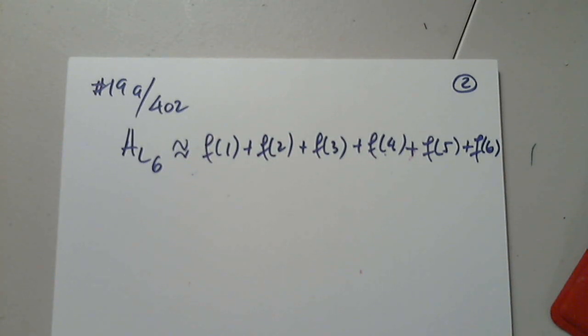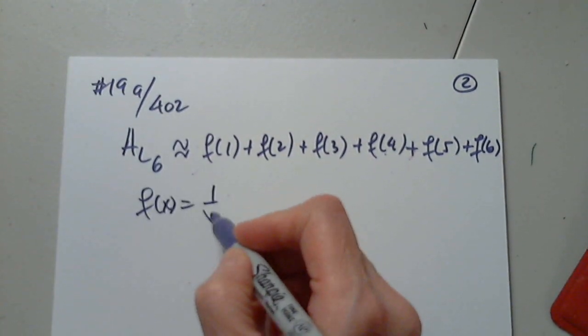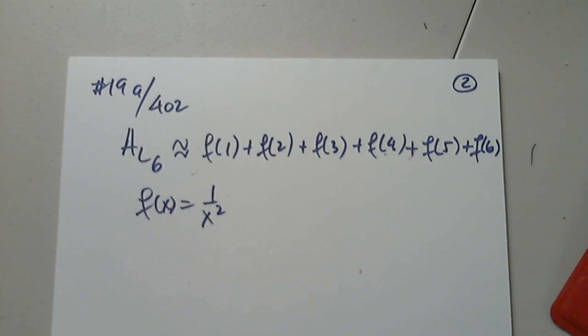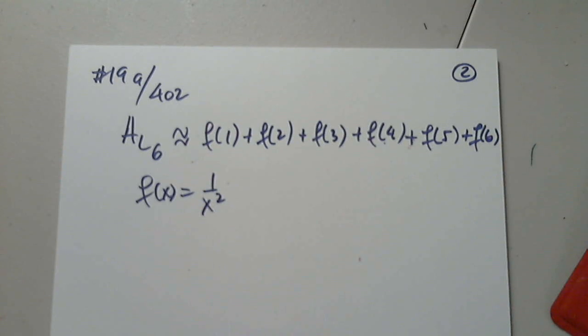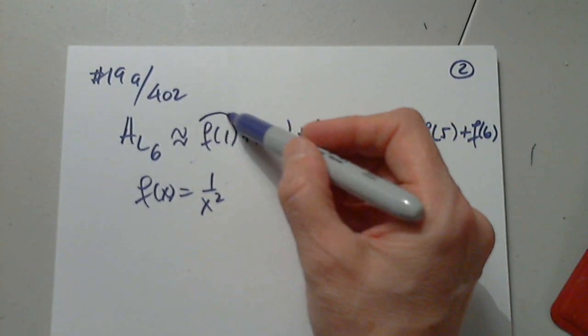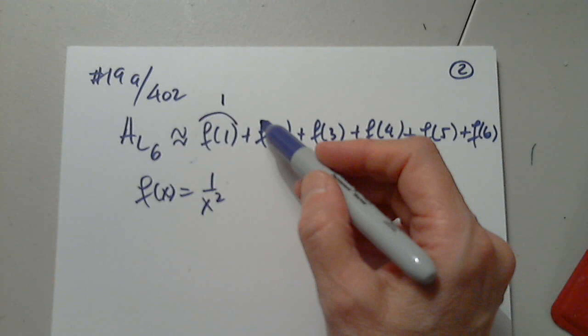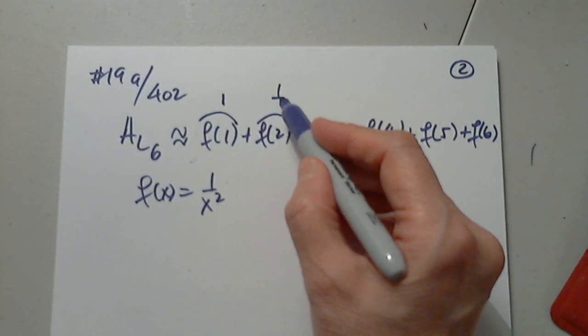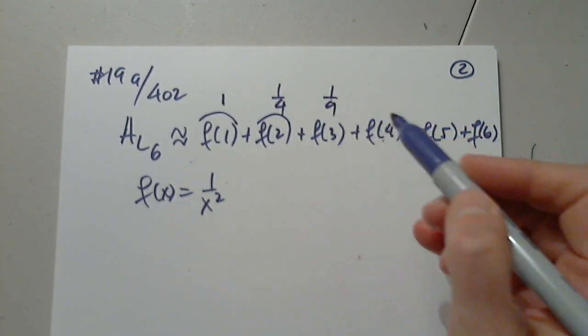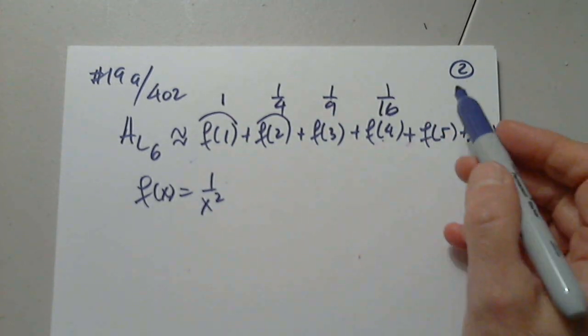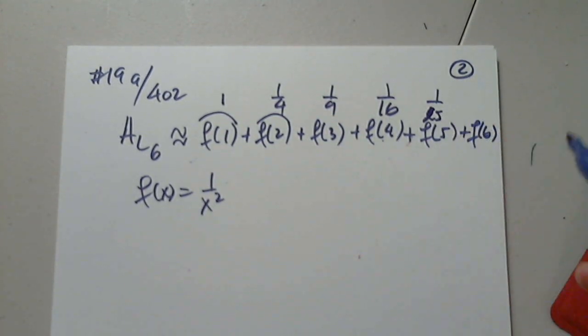And the function is given to us 1 over x squared. So f of x equals 1 over x squared. Okay. It's not a difficult situation, right? Because this 1 over 1 squared is 1. This 1 over 4. This is 1 over 9. This is 1 over 16. This is 1 over 25. And this is 1 over 36. I just have to add these numbers. And I'm going to do it quickly with a calculator.